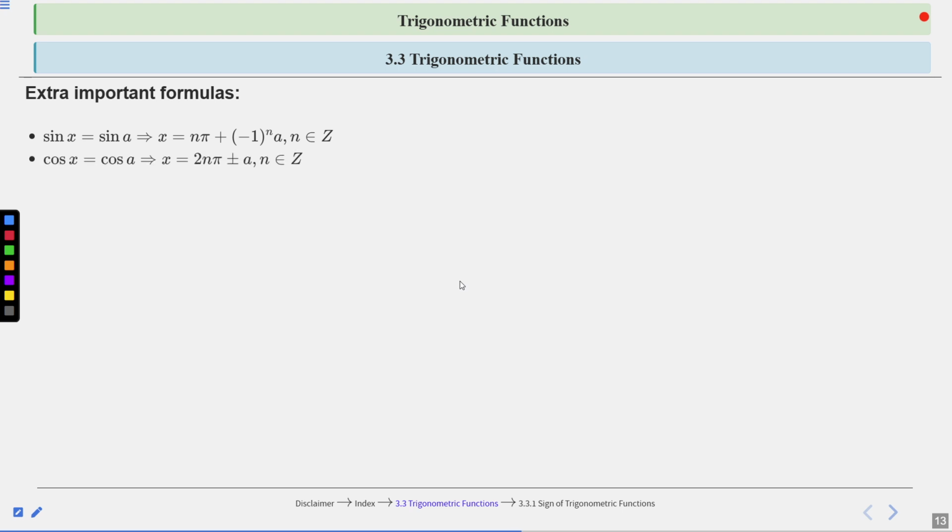If you see cos x equal to cos a, then you can say that x will be equal to 2n pi plus minus a, right? If cos x equal to cos a, then x will be equal to 2n pi plus minus a, where n belongs to Z, right?